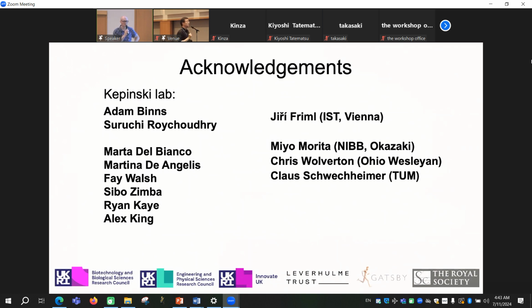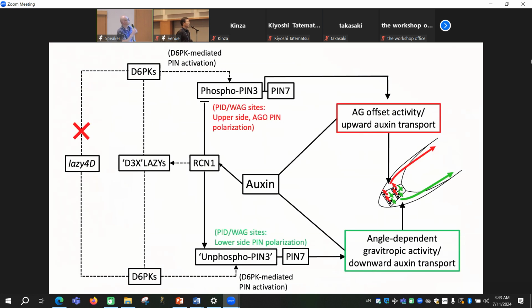Okay. So the second question is about the slides before this one. You show the unphosphorylated PIN proteins. It's important for the positive gravitropic response, right? But yesterday we had discussions and reports from these groups showing that phosphorylation is really important for PIN's activity. Can you comment on how this unphosphorylated PIN works?